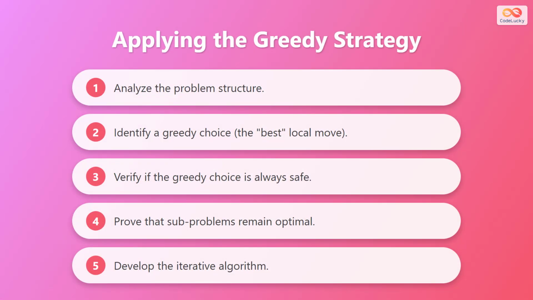If you want to design a greedy algorithm, follow these steps. First, analyze the structure of your problem. Second, identify what the greedy or best local choice is. Third, and most importantly, try to verify if making that choice is always safe. If you can prove that the subproblems remain optimal, you can write a simple iterative loop to solve it.